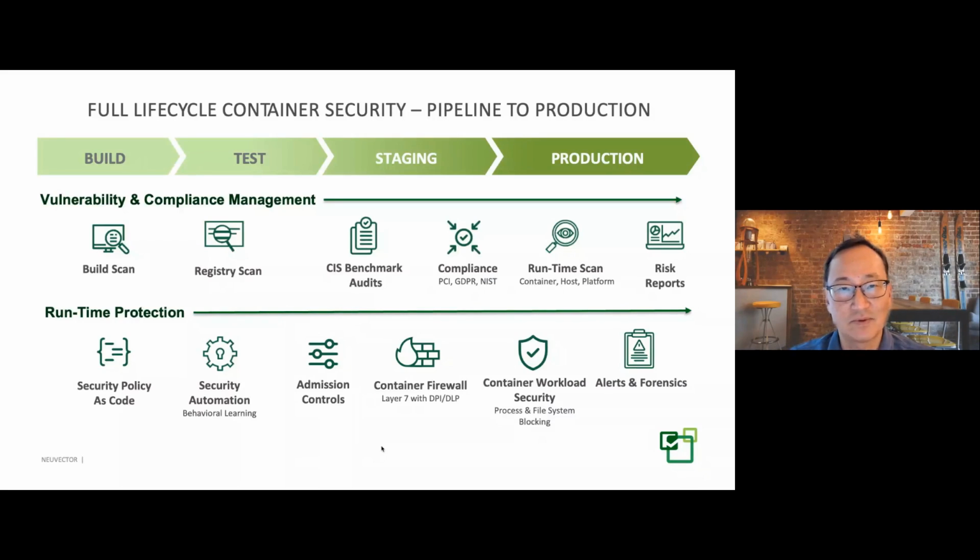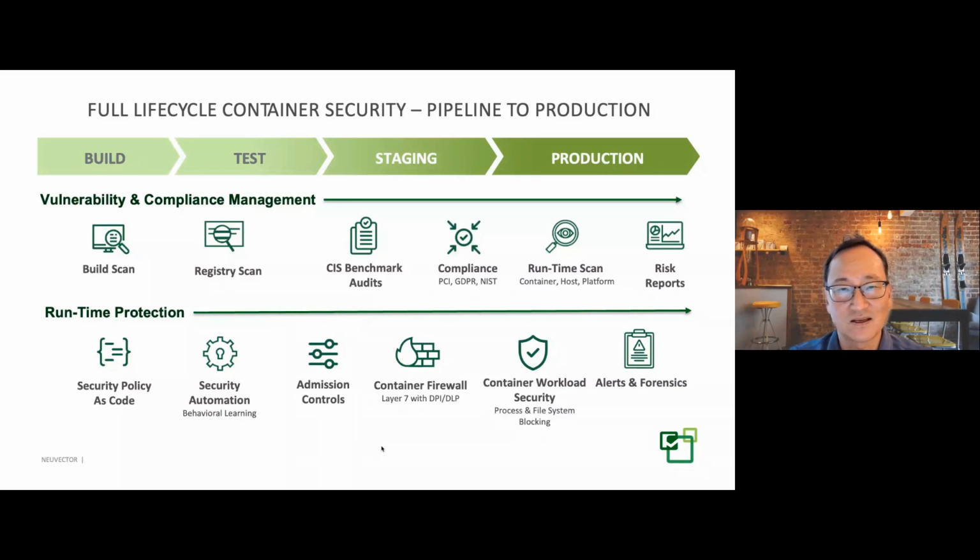So you can set up a policy that says if it's got too many vulnerabilities, or if it's going to run as root, a number of different criteria can be used to block that deployment. Now, once that deployment is in the production environment, we provide what's called a container firewall and workload security to protect that workload while it's running in production.